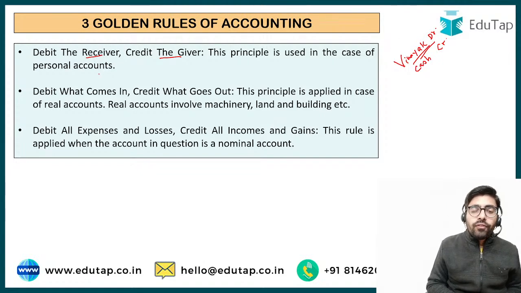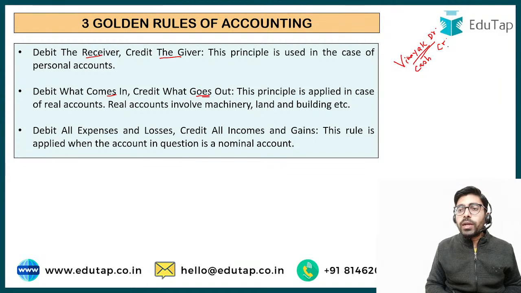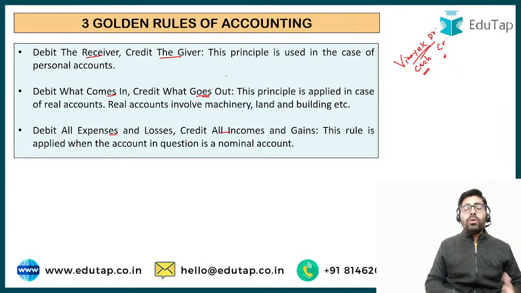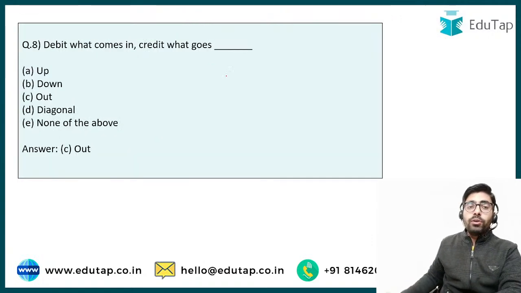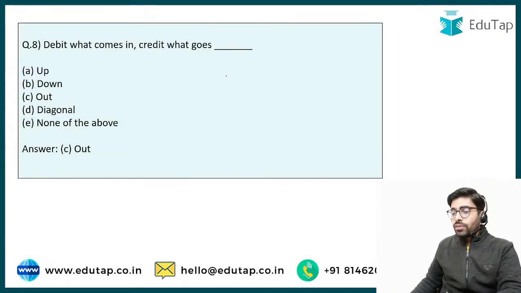For real accounts, debit what comes in, credit what goes out. In this particular transaction, cash was going out, so we credited it. Cash is basically a real account. And then debit all expenses and losses, credit all incomes and gains. This we already know, that your expenses have to be debited, and your incomes basically belong to the owner of the business and have to be credited. So these are the 3 different rules which are used in accounting. So the answer is option number C.